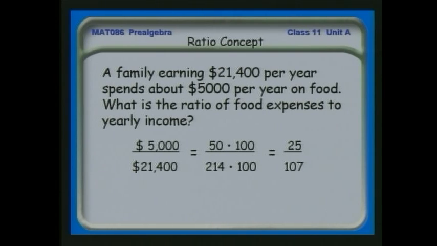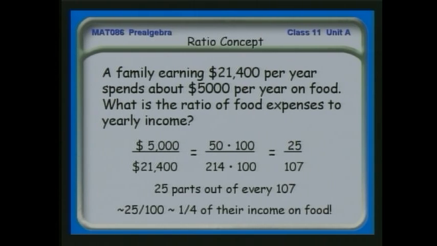For every $25 spent on food, there is $107 of income. And if I round that 107 off to about 100, we can say that this family spends about 1/4 of their income on food. For every $4 that come in to the family, $1 is spent on food.